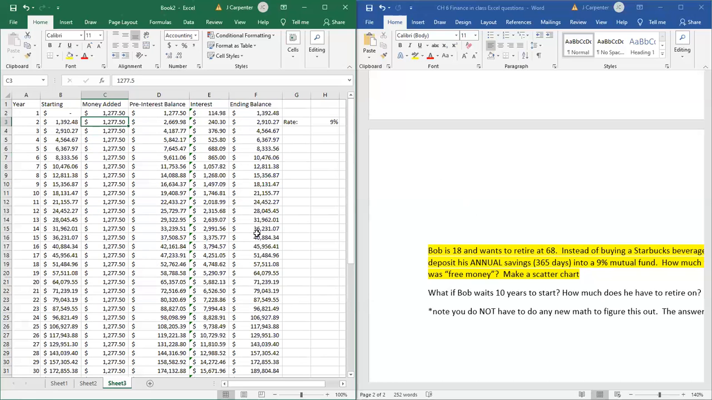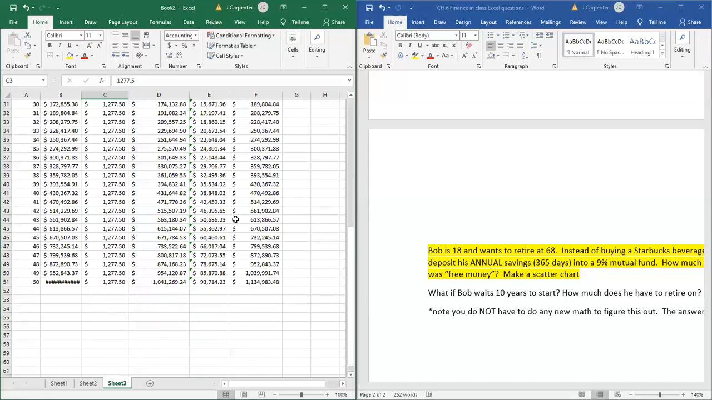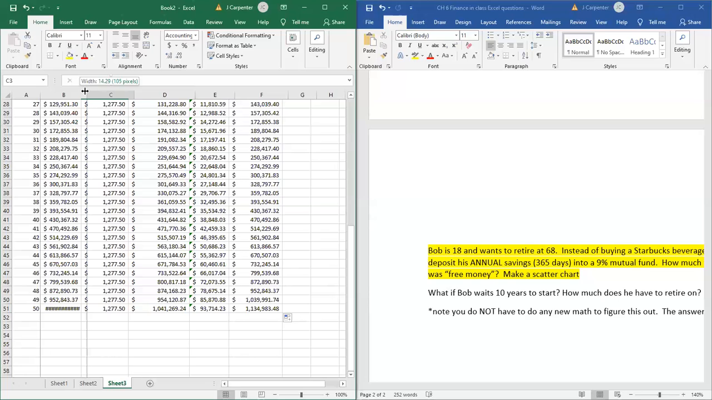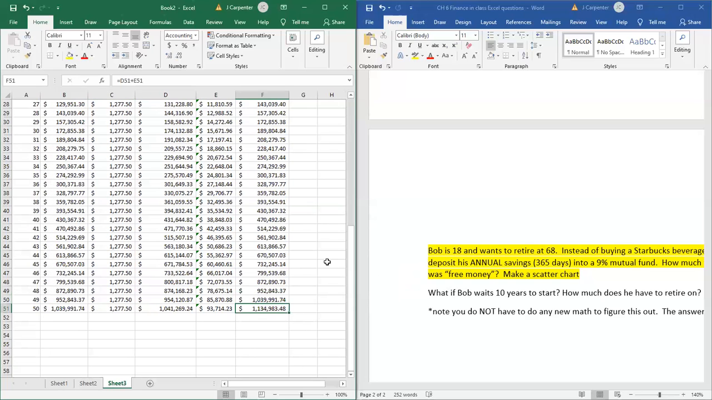Because money inflates. $1 million right now is not going to be the same as $1 million 50 years from now. But holy cow, whether or not it's the same, we all know that $1 million is still a lot of money. In 50 years, we have managed to turn a bunch of lattes into $1 million. That is freaking mind-blowing, I hope. That shows you the impact of, if you are young, how just a little bit of money every single day can make you, quote, rich later.